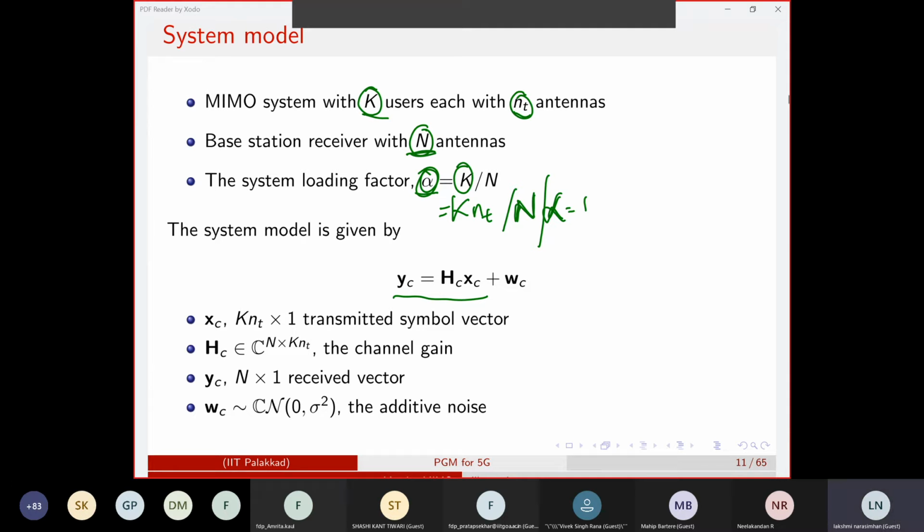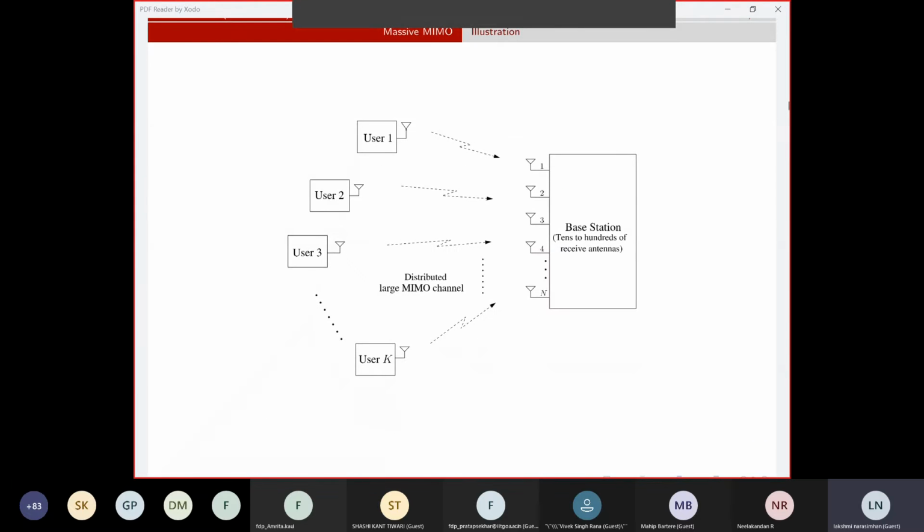So these are the variables that we have. Xc is the transmitted signal. That is, it contains all the signals from all the K users. This is typically the uplink, so we are considering the uplink. We have K users. Each one has NT antennas, and then they transmit. Each one has one portion, X1, X2, and so on. All put together, we'll say one vector X, that is X1 to Xk. This is the vector that we need to decode at the base station.